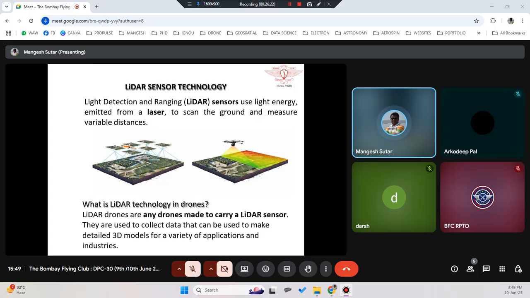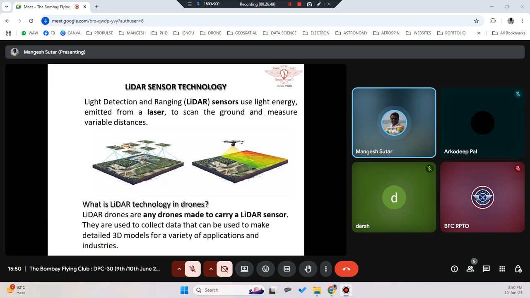So are LiDAR drones any drone? Normally there are specific drones made along with LiDAR sensors only, so you get a drone specific to the LiDAR payload. First of all, LiDARs are very expensive devices, and they are not modular. A lot of the time the LiDAR sensor is fixed to the drone itself.